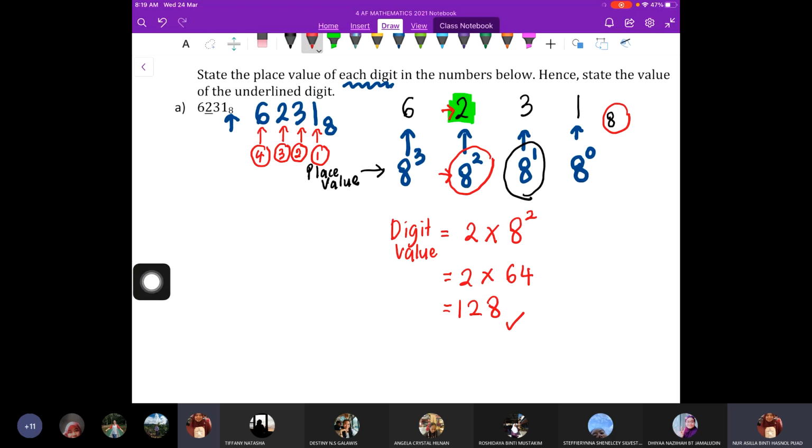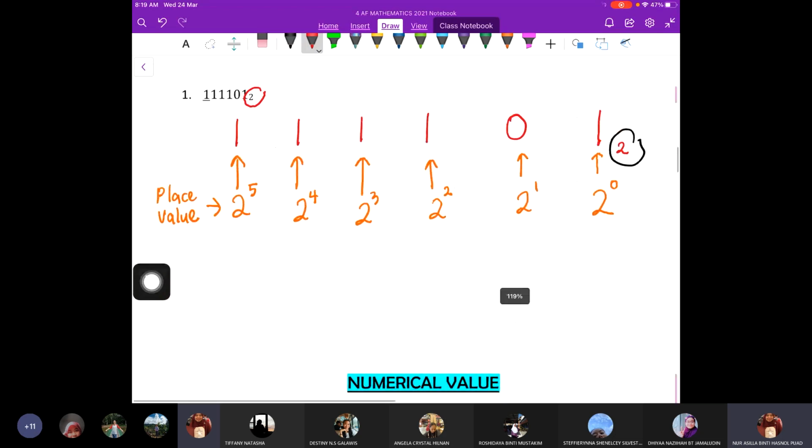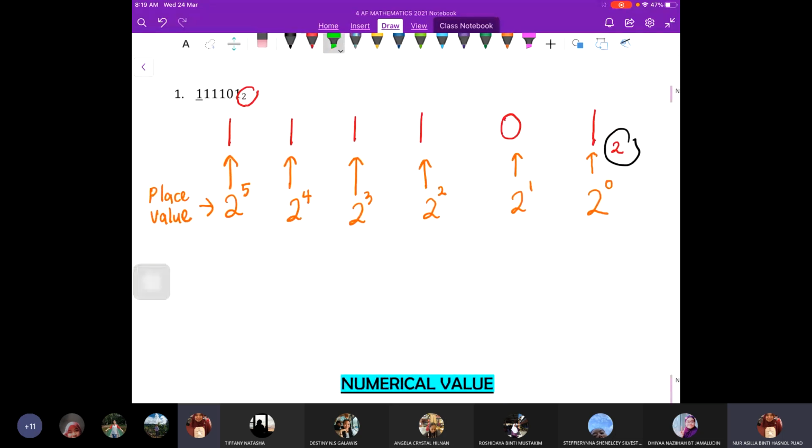So the final answer will be the digit value. Okay, so if you see bawah sini, our underlying digit is this one. Kat depan sekarang ni. So, digit value, we will ambil 1.